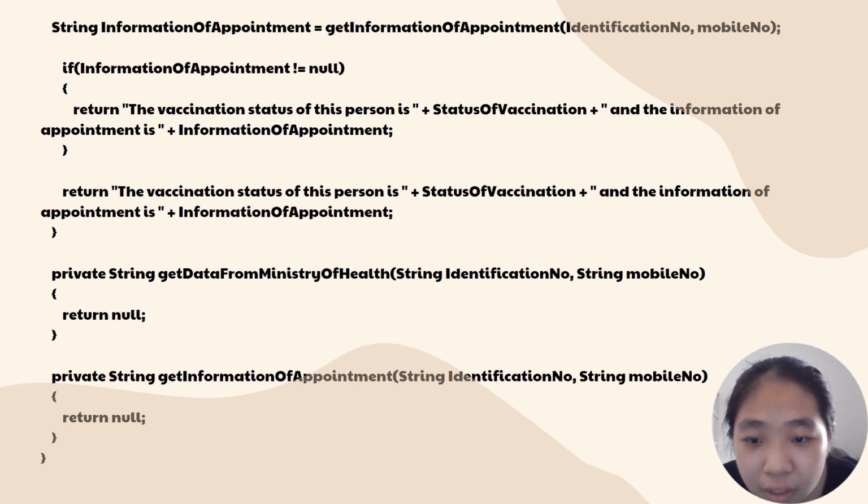Next, we declare private string get data from Ministry of Health for string identification number and string mobile number. This one returns the identification number and mobile number in string form, and also accesses the database from Ministry of Health Malaysia to obtain the status of vaccination. Next, we declare private string get information of appointment for string identification number and string mobile number. This declaration also returns the identification number and mobile number in string form, and accesses the database of Ministry of Health Malaysia to obtain the information of appointment, which is the venue of appointment and date of appointment.